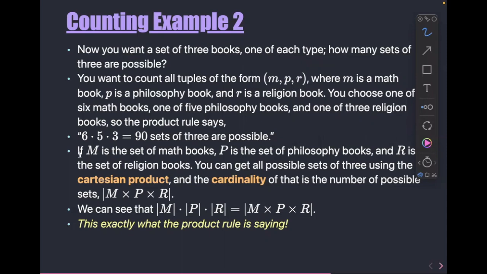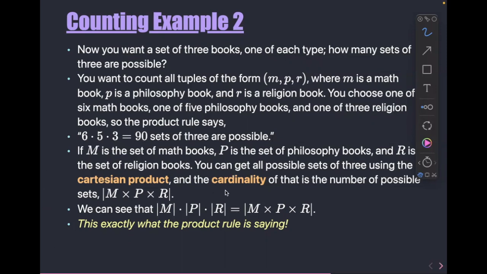And so the product rule tells me I can just multiply the number of each type that I have. So since I have 6 math books, 5 philosophy books, and 3 religion books, my answer is just going to be 6 times 5 times 3, which is 90. So there's 90 different ways I could combine my 6 math books, 5 philosophy books, and 3 religion books.